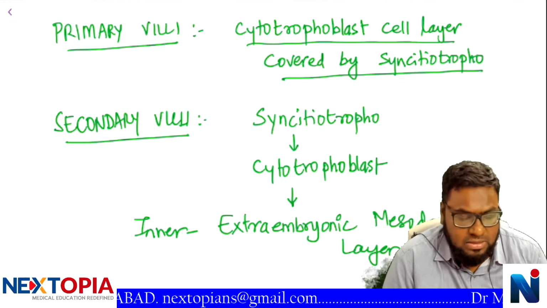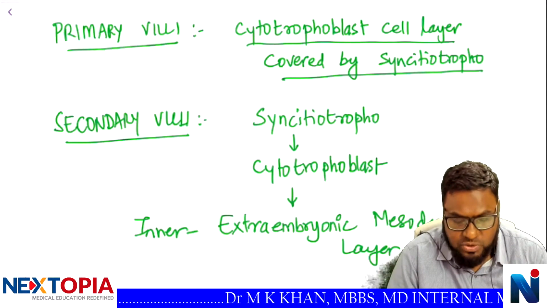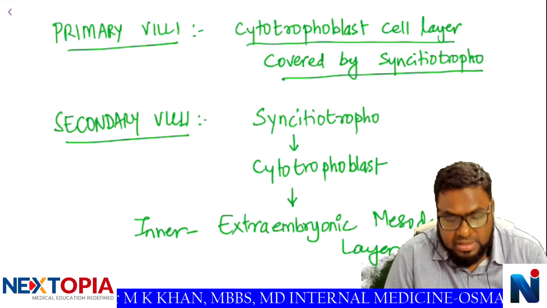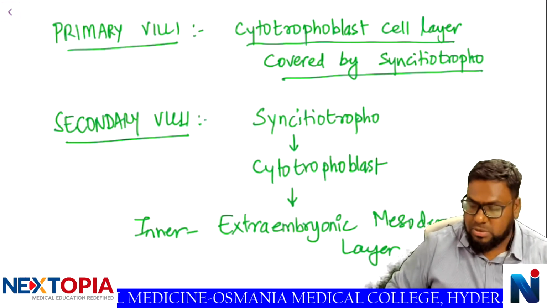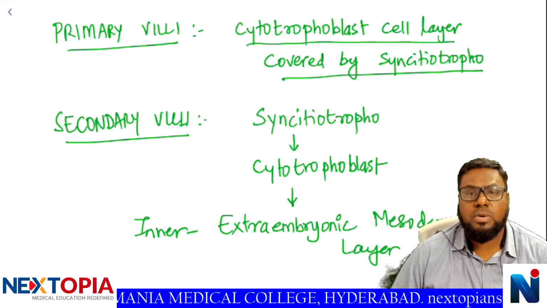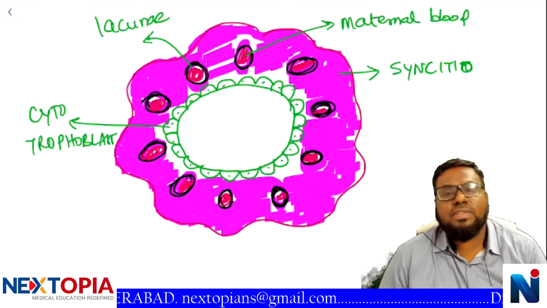This is the primary villus. What is the secondary villus? Syncytiotrophoblast cells surrounded by cytotrophoblast cells. The intermediate layer is the cytotrophoblast cells, and the innermost layer is the inner extraembryonic mesoderm layer. So now let us talk about the formation of the secondary villus.